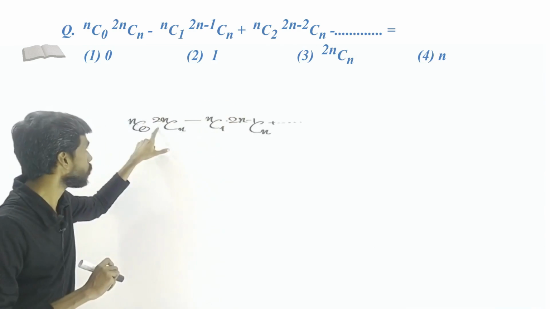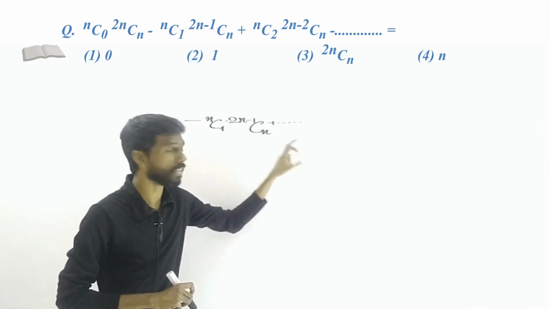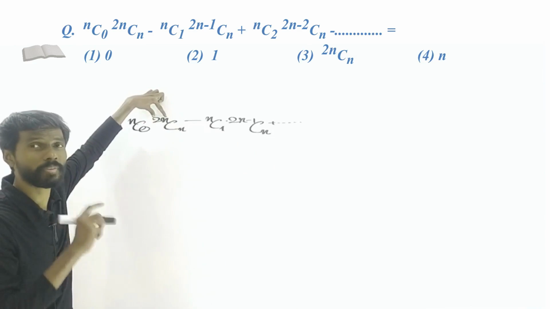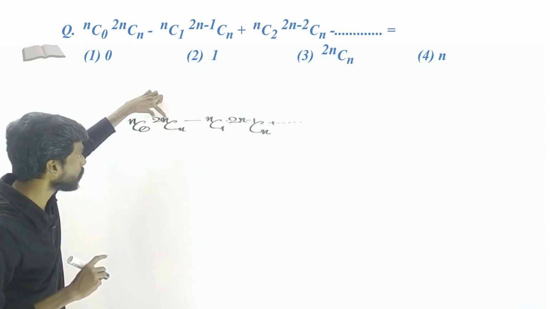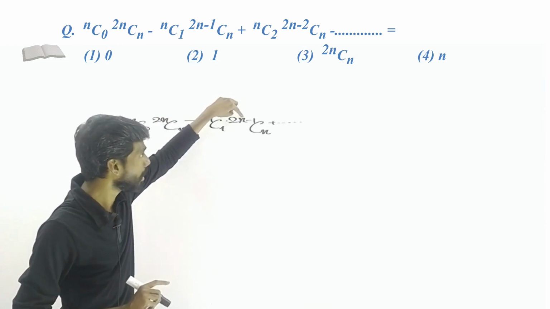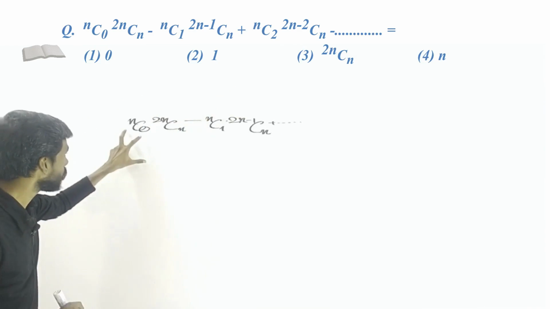This value is reducing. So 2n minus 1, next 2n minus 2. But these values are the same, right? n here. So it is different. So far we have done questions of that type only. Suppose mCn, the next one will be mCn plus 1, something like that. But here these values are different, so we are going to do an entirely different method.